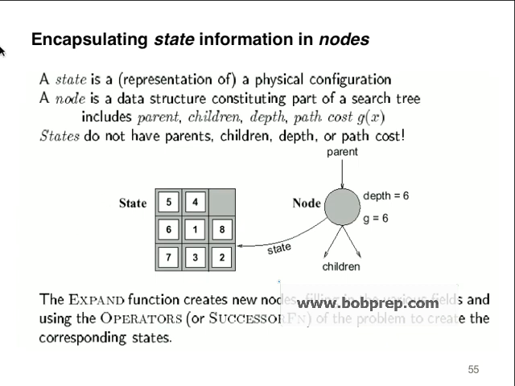In this case, a node is the data structure that's going to be consisting of part of the search tree, which includes the parent, the child, the depth. So the states do not have parents, children, depths, or path costs, actually. They just have states that are associated with it. So here we have a parent that comes down to a node, and on the node we have information about how deep it is, what characteristics it has, and then what children are associated with the node.